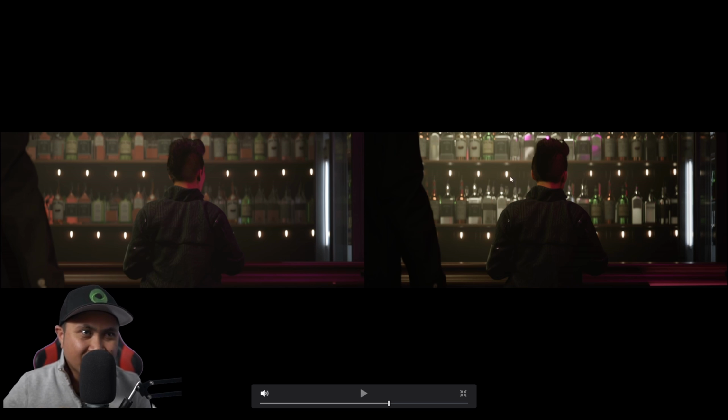So the difference, look at these bottles. Look at these spec highlights that are completely missing in the Lumen. And eventually, I'm hoping for one day, and by the way, this is hardware ray tracing. This is not software Lumen ray tracing. This is hardware, okay? I just want to throw that out.